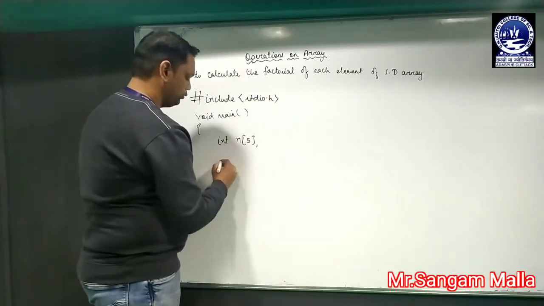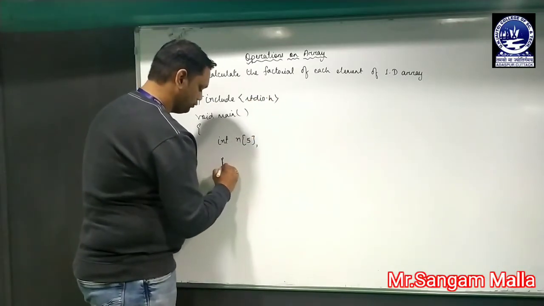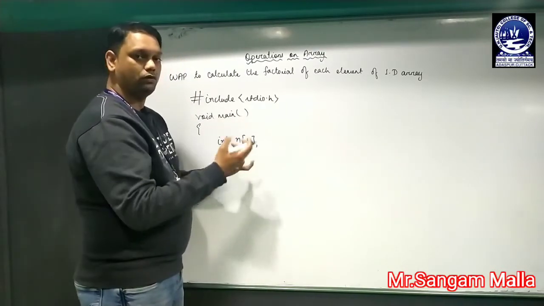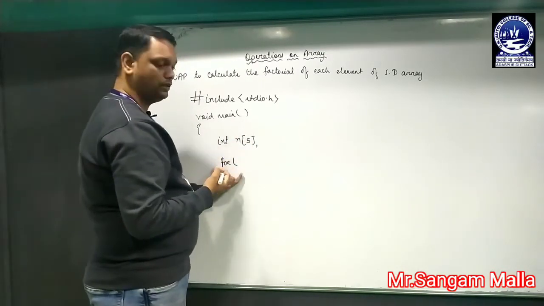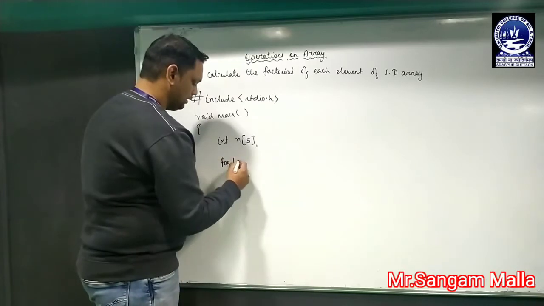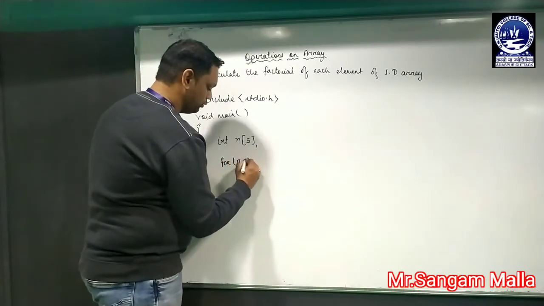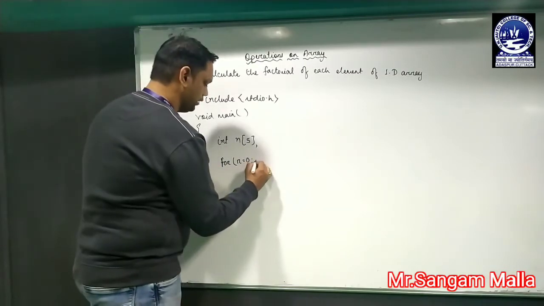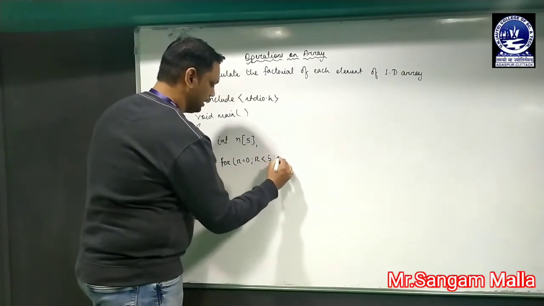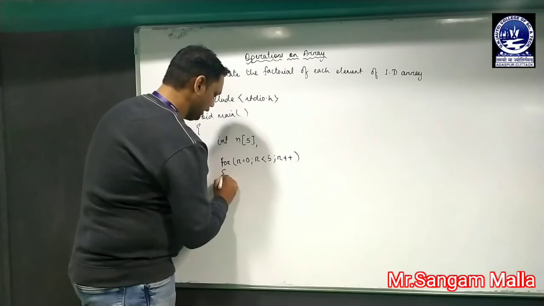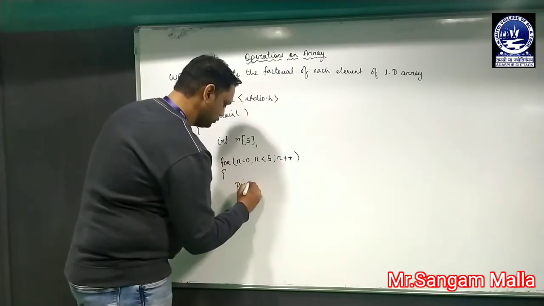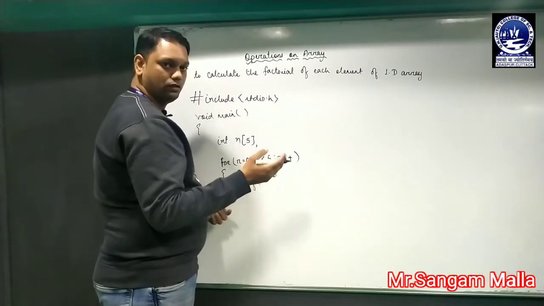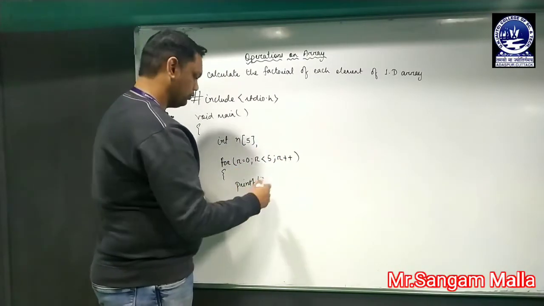Now we have to enter the elements. I have already told you that to enter a number or to access the elements of the array we need a loop. So let's say I will take r equal to 0, because the index of array starts from 0, then r less than 5, then r plus plus. Then we have to enter the numbers or elements into the array from the user.